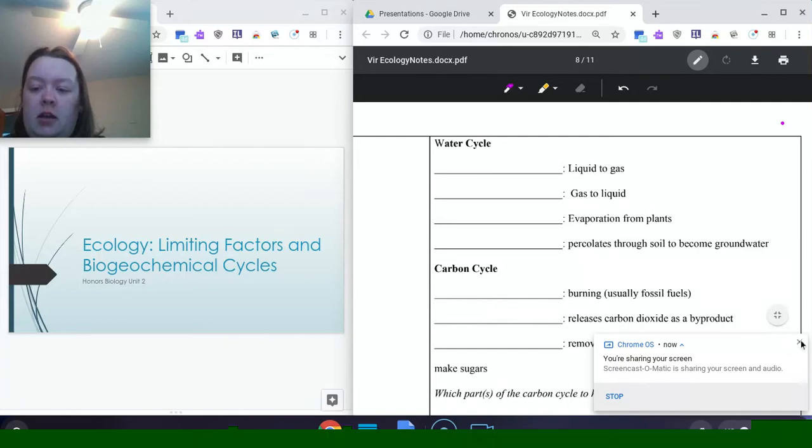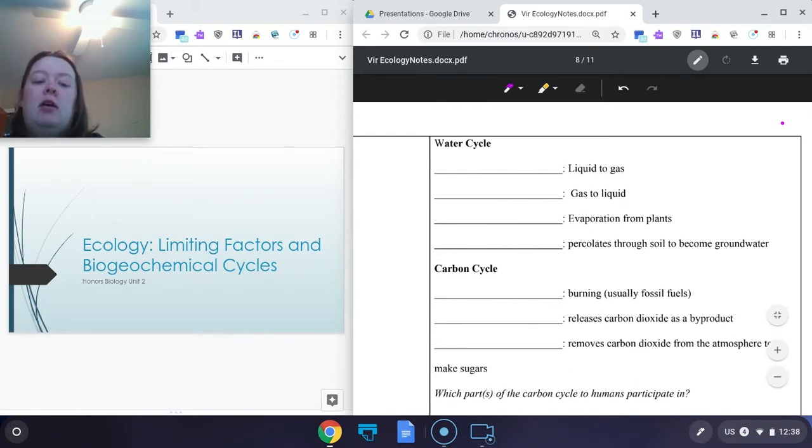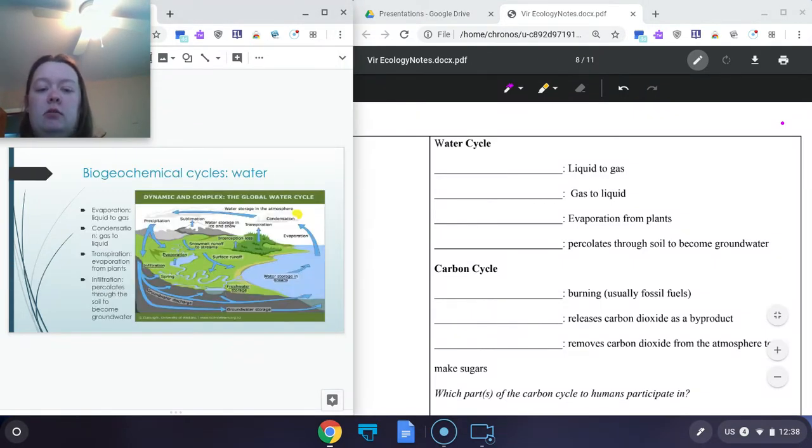All right, so today this is going to be our last topic in our ecology unit, and it's all about limiting factors and biogeochemical cycles. So we're going to start with the cycles, and the one that you're most familiar with is probably the water cycle, which is the process of how water in many different forms circulates throughout our environment.